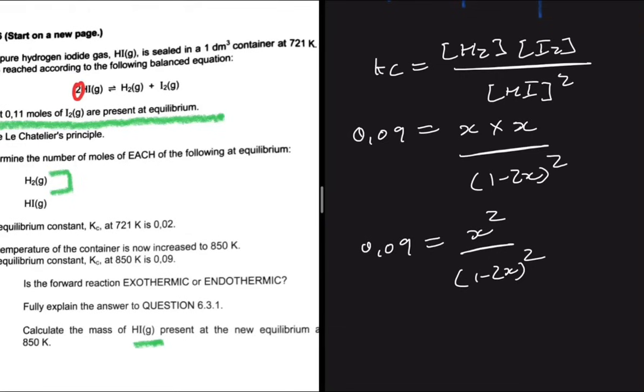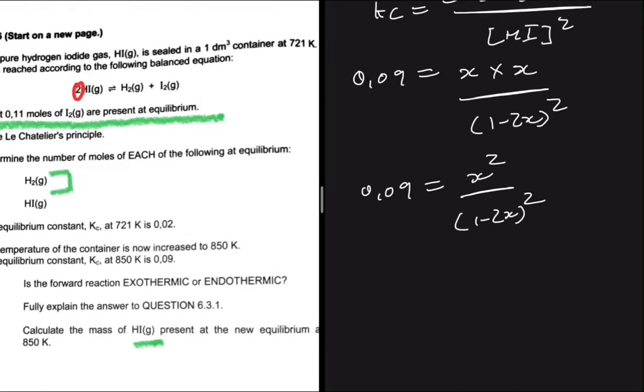Let's take the square root on both sides so that I can show you what I'm talking about. So we can take the square root of 0.09, and on the right hand side we can take the square root of this entire thing. What is the square root of 0.09? That is 0.3. So we have 0.3 equals the square root of x squared, that is x, and in the denominator we're just going to have 1 minus 2x.